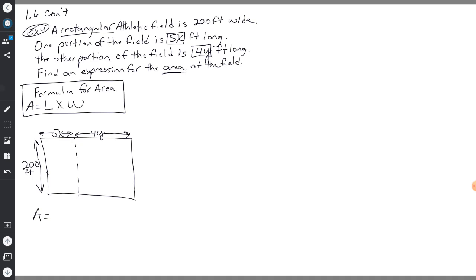Let's say that we were looking at the 200 side. It doesn't matter which way this is flipped around. So 200 times what? Right, that's adding these two together. Now, since we cannot combine them because we have different variables, we just write it as 5x plus 4y.